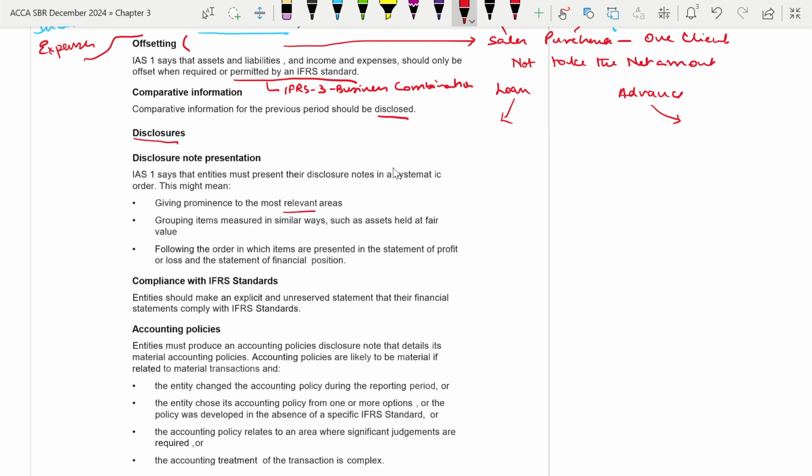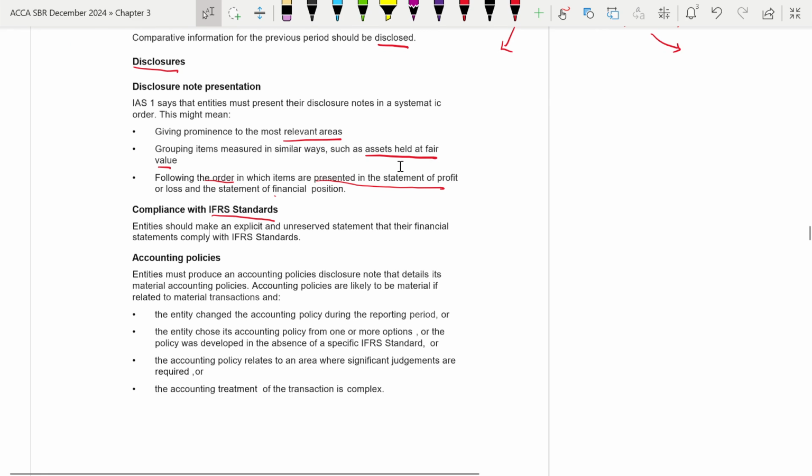These are the most relevant areas: grouping items measured in similar ways, such as assets held at fair value, and following the order in which items are presented in the statement of profit and loss account. We have to follow the sequence order. We have to comply with the IFRS standards explicitly. The entity should make an explicit and unreserved statement that we are preparing the financial statements as per IFRS. The moment we start, we have to mention that we are preparing as per IAS and IFRS. In the notes to the accounts, the first paragraph is related to this.